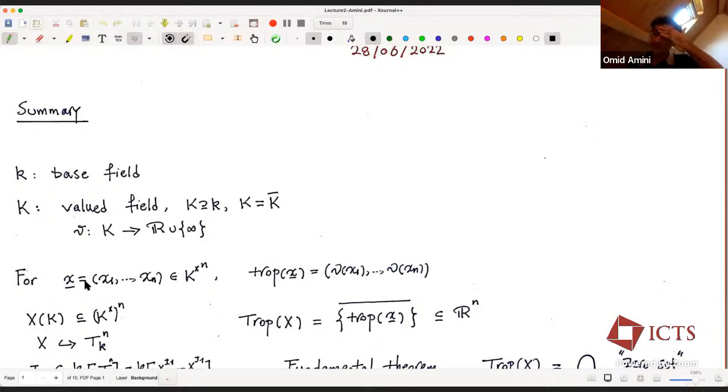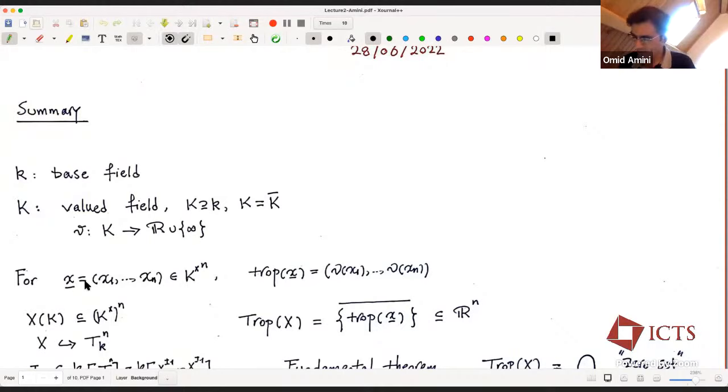Let me start by recalling what we did during the first lecture, and of course please stop me if you have questions or something is unclear. I have been forced to make it as readable as possible. I'm sorry it was a little bit small, but please stop me if there's something which is unclear. So recall that in the first lecture we set up some notations.